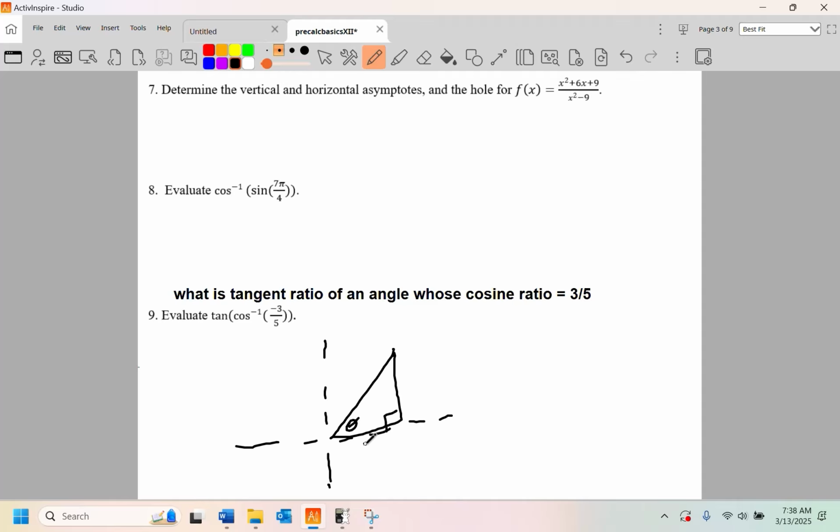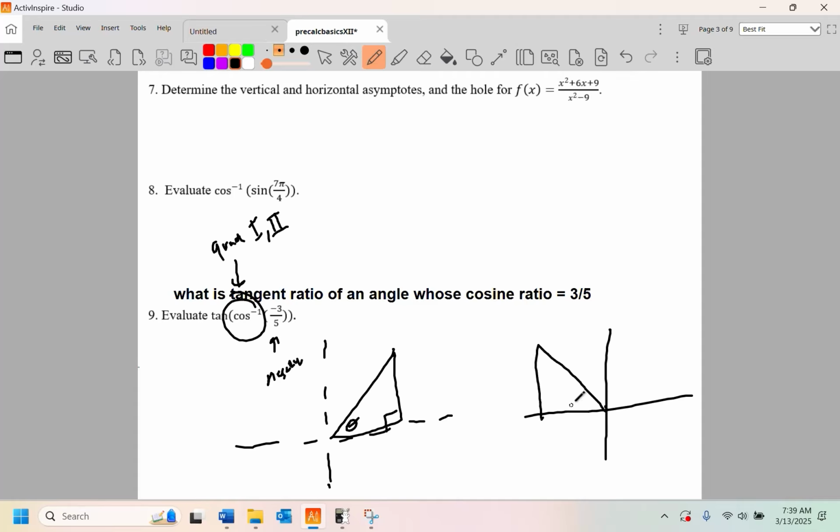Cosine has always been adjacent over hypotenuse. Ooh, this is negative. That's kind of a big deal. Our cosine is in quadrants 1 and 2. I'm glad I caught that. So when I think about this triangle, my orientation needs to be changed, because I am actually sitting in quadrant 2.